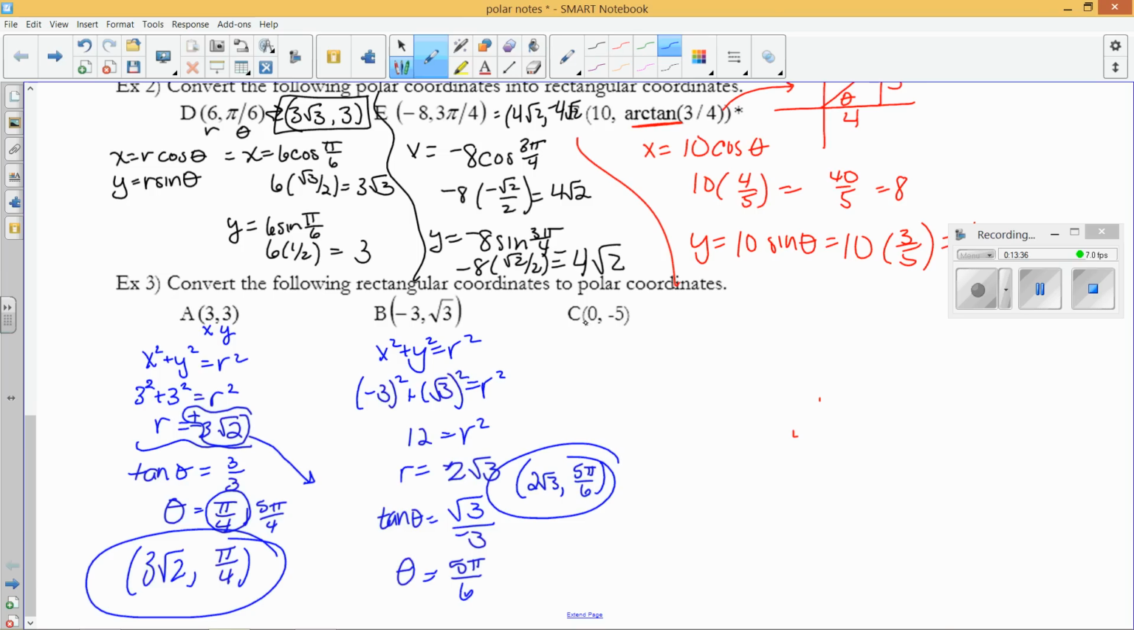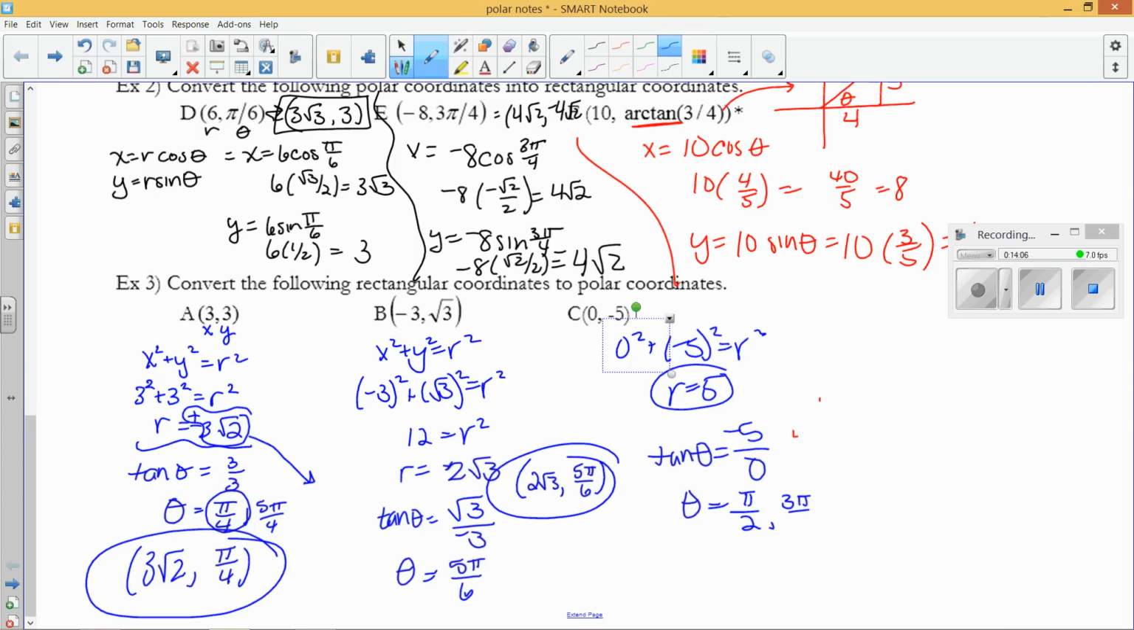And then last but not least, this one, 0, negative 5. If I do x squared plus y squared equals r squared, I'm going to get r equals 5. And if we do tan theta equals y over x, I'm going to get tan theta equals undefined. So tangent's undefined at pi over 2 and 3 pi over 2. If I want this to be on the negative y-axis, I want to use 3 pi over 2. So 5, 3 pi over 2 for that one. All right. So thus ends page 1 of our polar note.